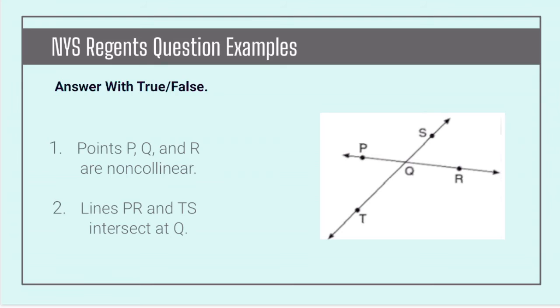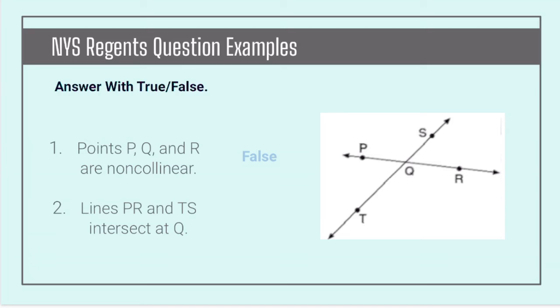Now let's do some geometry Regents questions, true or false. Let's look at this model right here. So first question, points P, Q, and R are non-collinear. So what are non-collinear points again? Points not on the same line. So are P, Q, and R on the same line? Well, if we look here, then yes, they are. So really, are they collinear? They really are collinear, not non-collinear. So this is false.